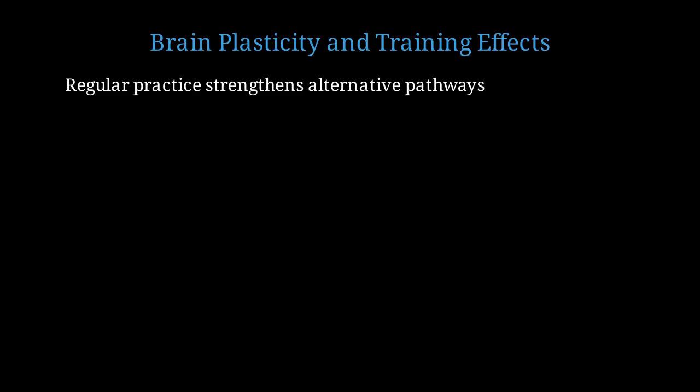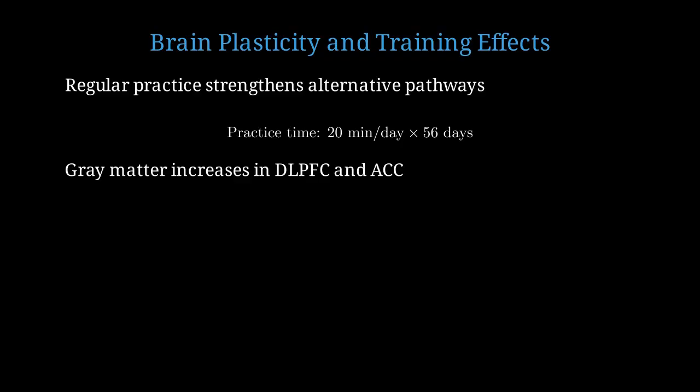The good news is that your brain can be trained to use these methods more efficiently through neuroplasticity. Regular practice with unconventional methods strengthens alternative neural pathways. After about 8 weeks of consistent practice, brain imaging shows structural changes in the prefrontal cortex. If you practice 20 minutes per day for 56 days, that's about 18 to 19 hours of total practice. This appears to be sufficient for measurable cognitive changes. Studies show gray matter volume increases in the dorsolateral prefrontal cortex and anterior cingulate cortex. These regions become better at cognitive control and conflict monitoring.